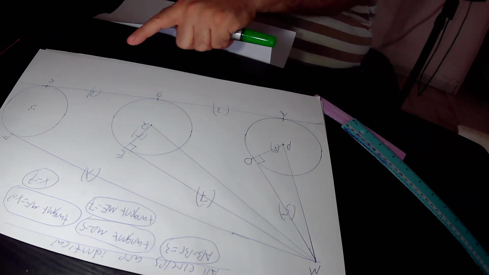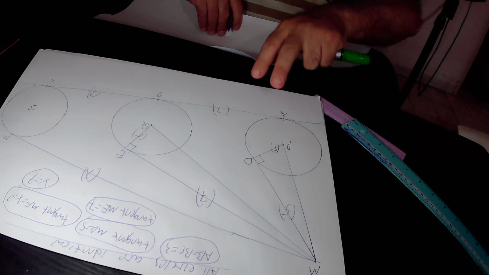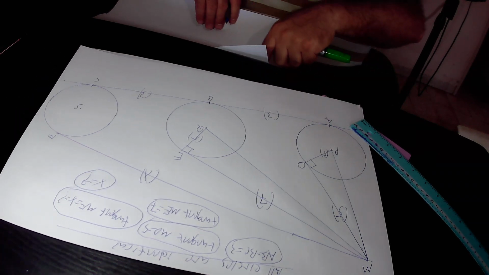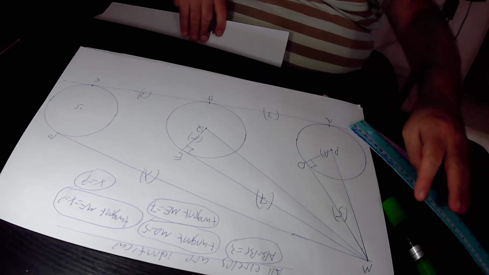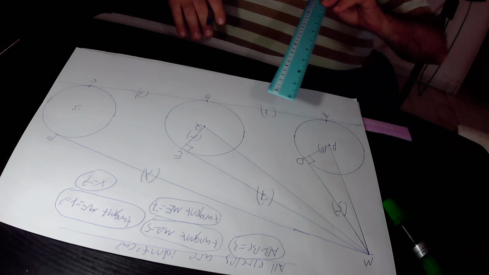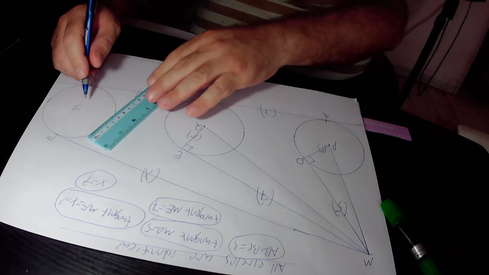We repeat the same process on this right circle. We join points S and F together by a straight line.